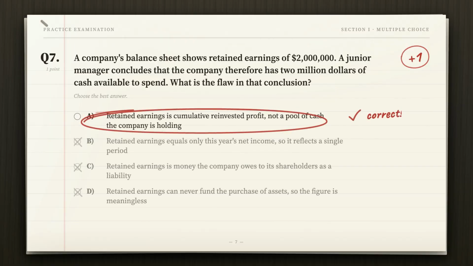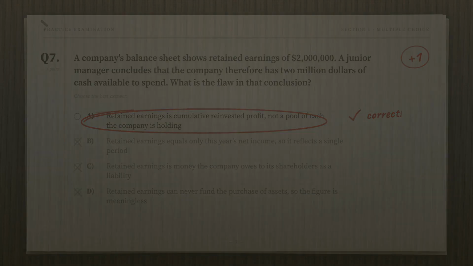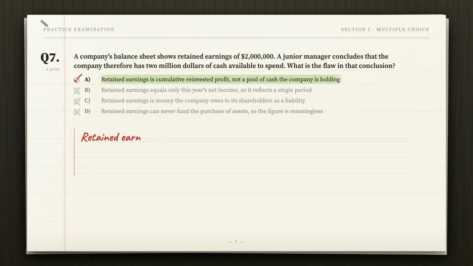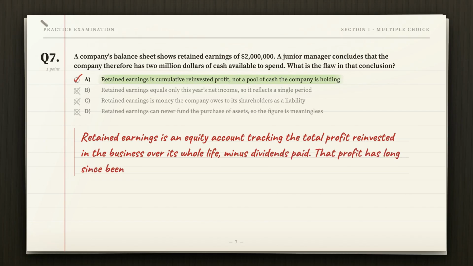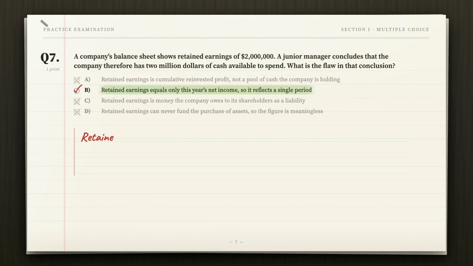The correct answer is A. Retained earnings is cumulative reinvested profit, not a pool of cash the company is holding. A is correct because retained earnings is an equity account tracking the total profit reinvested in the business over its whole life, minus dividends paid. That profit has long since been spent on inventory, equipment, or debt reduction, so it is not a stack of cash. B is wrong because retained earnings is cumulative across the company's entire history, not a single year.